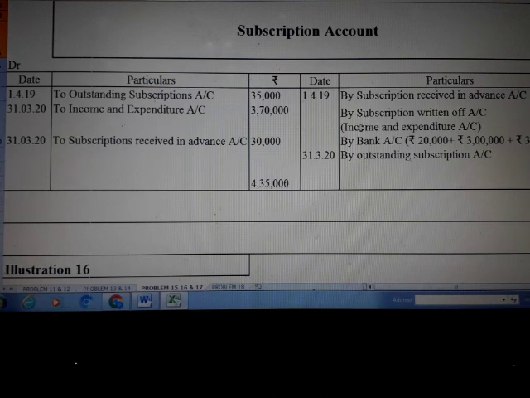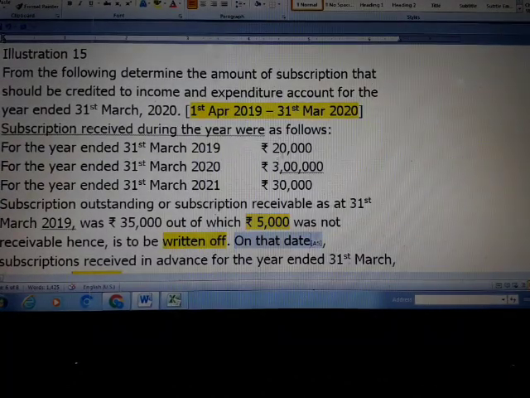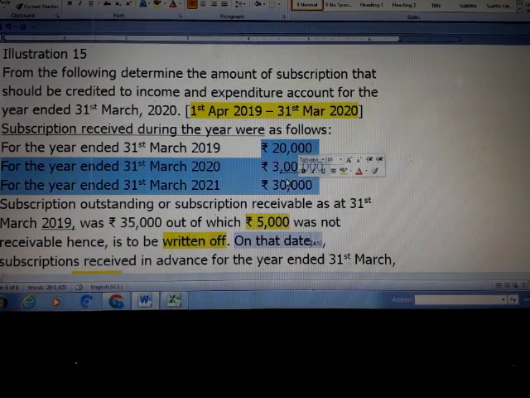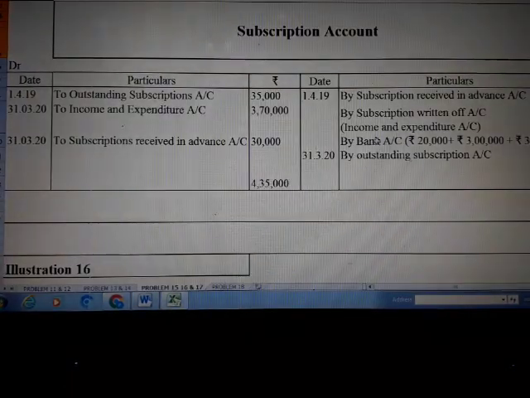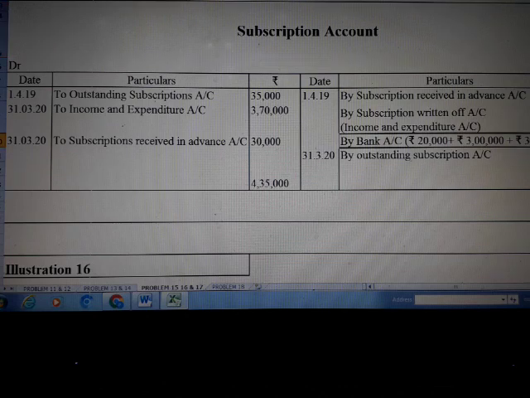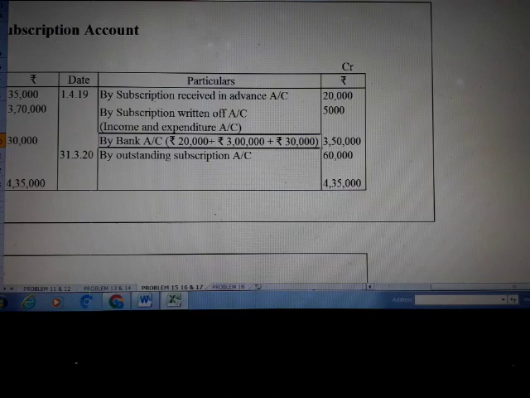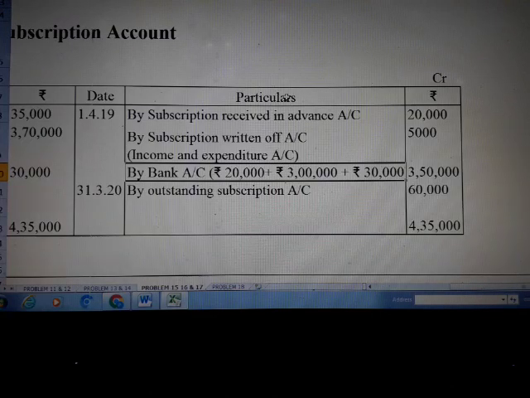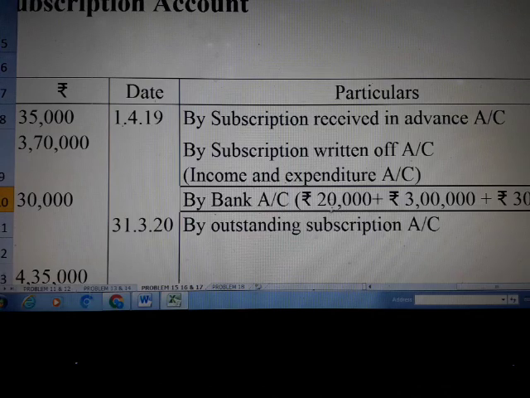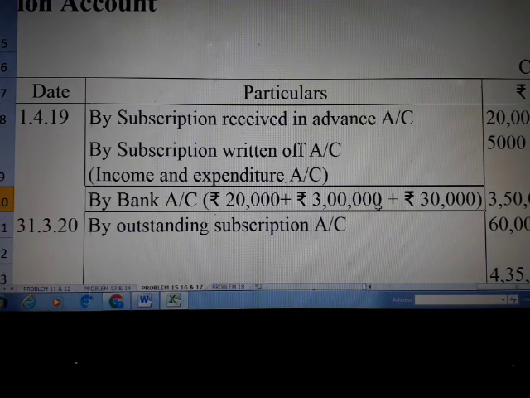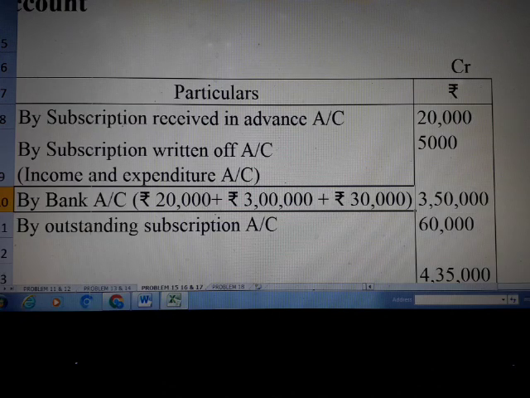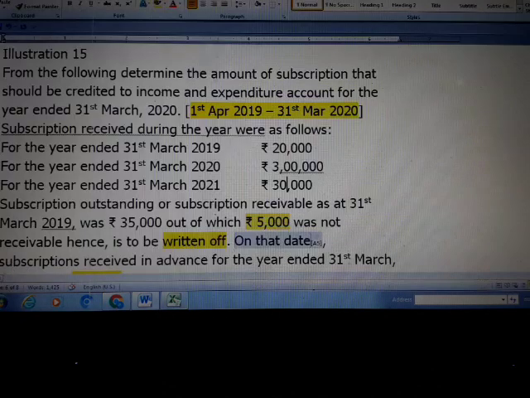The first item which I will bring is the total subscription that I have received. The total subscription which I received for the year is 20,000 plus 3 lakh plus 30,000. So all together when I club these three, I will get an amount of rupees 3,50,000. So I am bringing over here, by bank, an amount of rupees 3,50,000 on my credit side. Can you follow, students? If you look at the credit side, I have written by bank an amount of rupees 3,50,000. Now I'll move on to the next item.